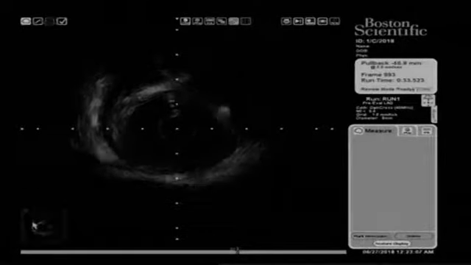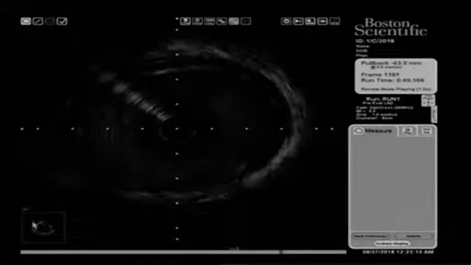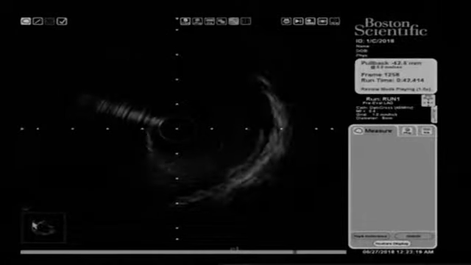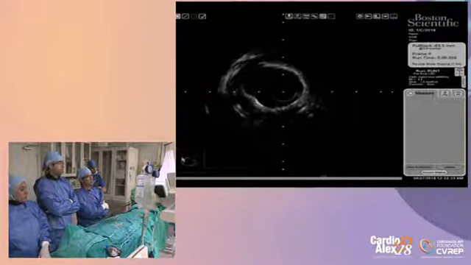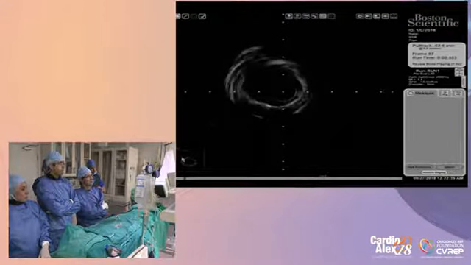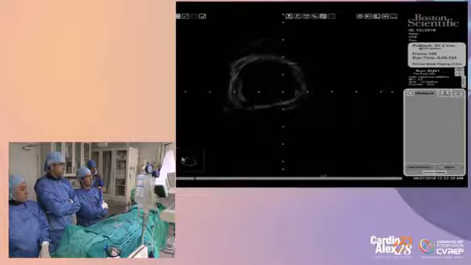So we will focus on the failed zone, which is more the middle LAD at the side in contact with the 2 diagonals, which are not very healthy, by the way.